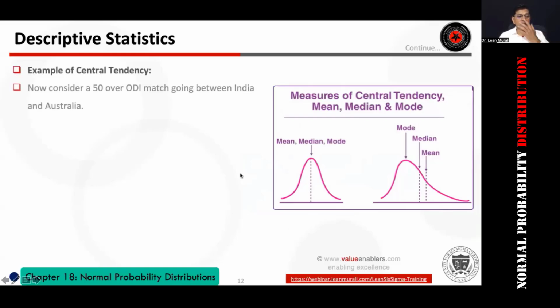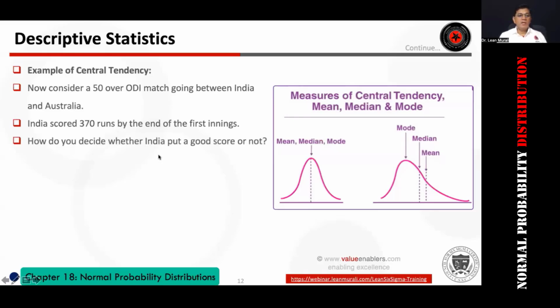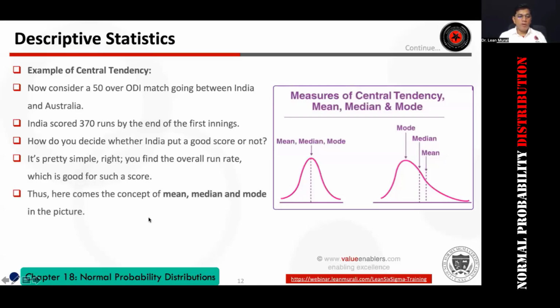So an example of central tendency is, say, a 50-over one-day international match between India and Australia, or India and New Zealand. India scored 370 runs by the end of the first innings. How do we decide whether India put up a good score or not? It's pretty simple, right? You find the overall run rate needed.